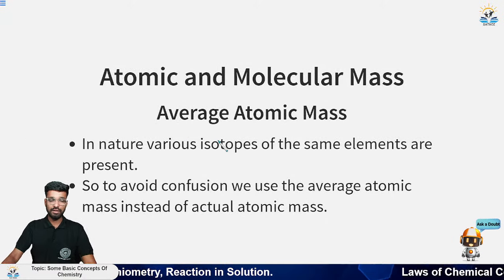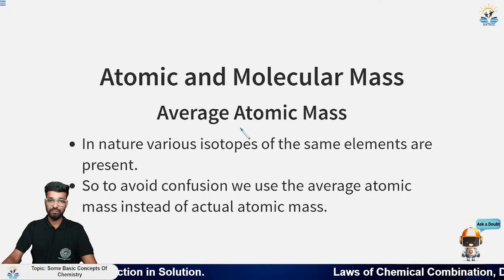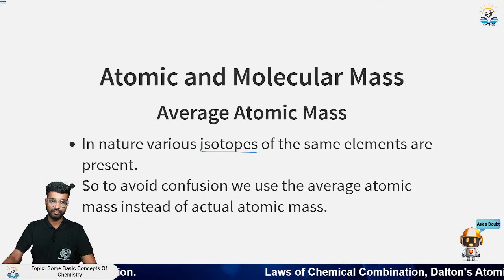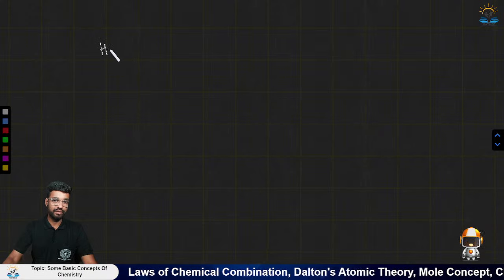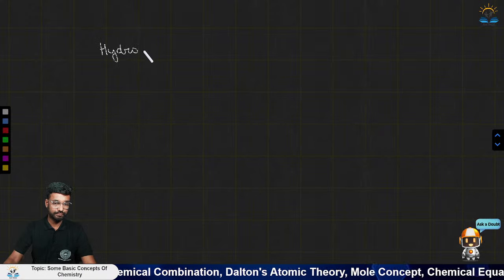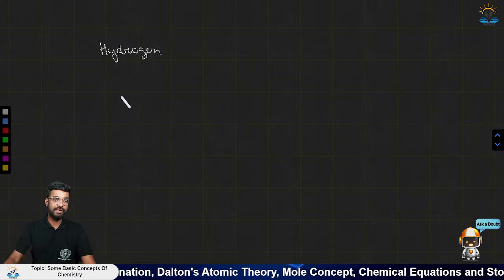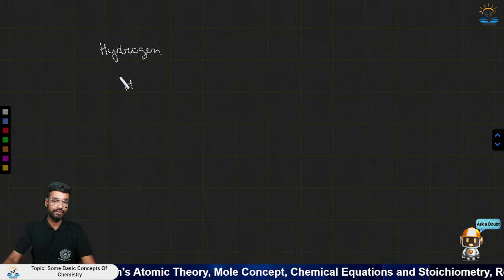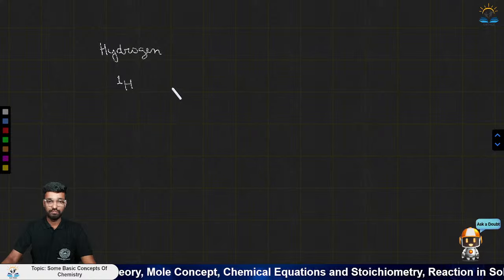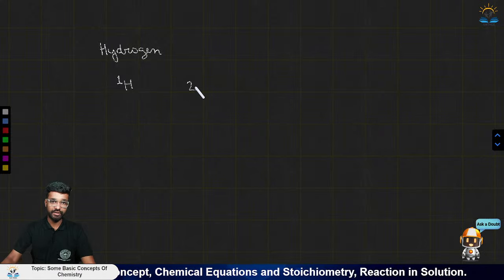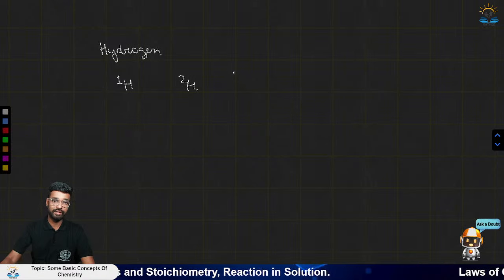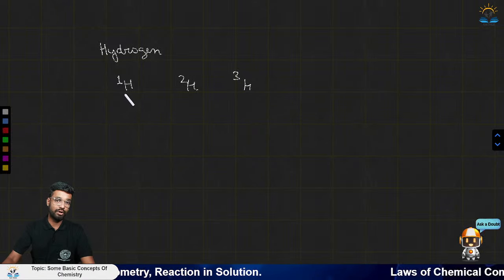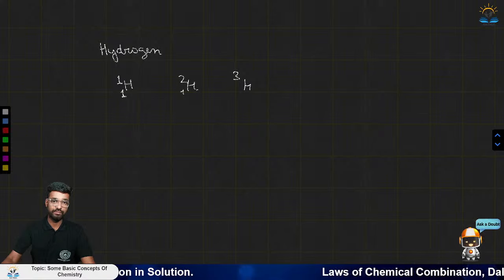Okay, now next slide. Now you have heard the term isotope. So what is an isotope? If you take the hydrogen atom for example, there are three isotopes present in nature. The first one is 1H, the second one is 2H, and the third one is 3H. These all have the same atomic number.